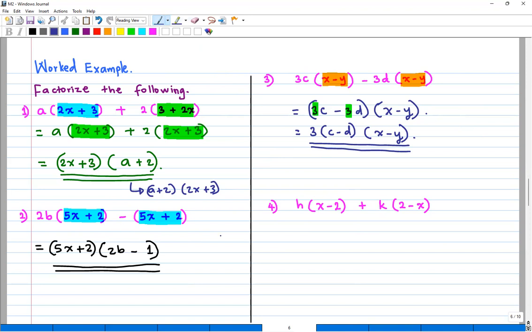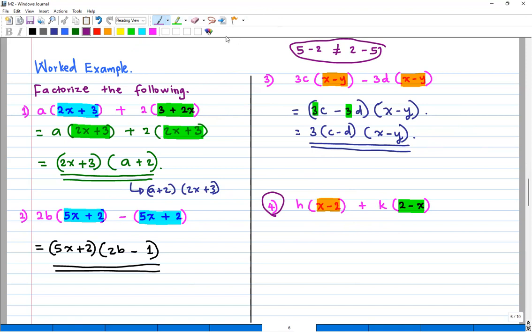The last part, we have h into x minus 2 plus k into 2 minus x. Okay, so the problem is, you see, this is x minus 2, but this is 2 minus x. That is the problem. These two things are not the same. I've told you already that if I have 5 minus 2, it is not equal to 2 minus 5. So this is the situation that we are in our part 4.